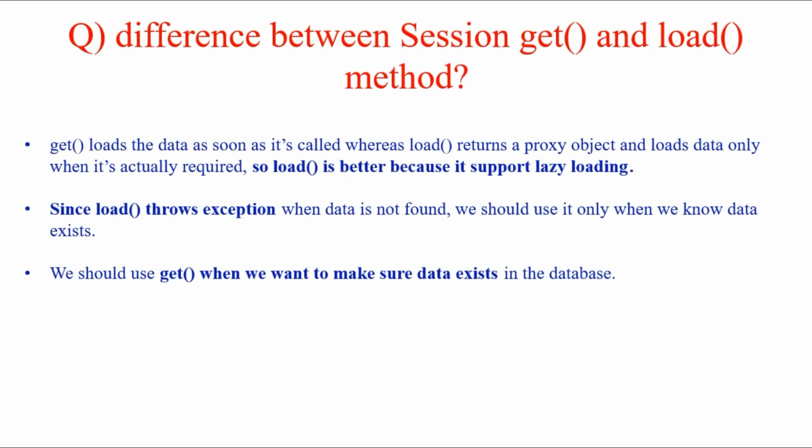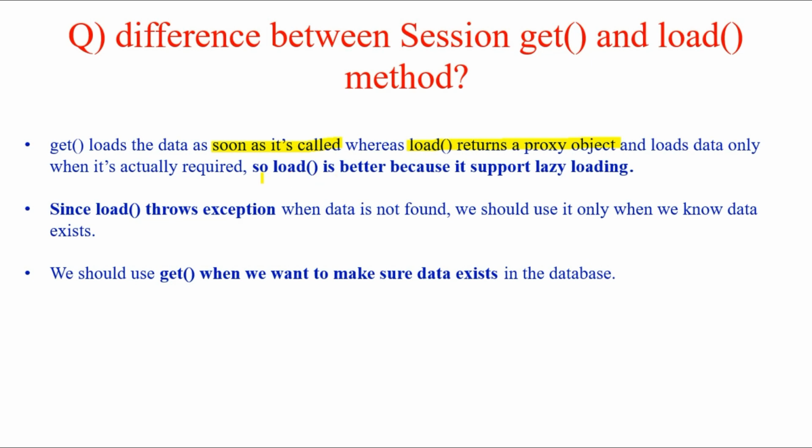The 8th most important question which arises: what is the difference between the get and load methods? Both methods are actually used for getting some data. But get loads the data as soon as it is called, whereas load returns a proxy object and loads data only when it is actually required. So the very first important difference between them is that load supports lazy loading, and hence the performance of load is far better than get.